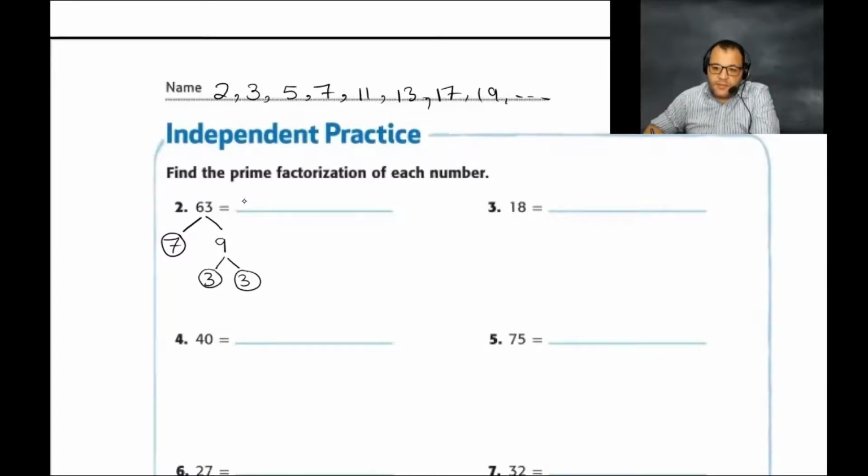How do I write that? What is the first number? 7, and 7 times 9. We finished 7, not 9. Don't say any number outside the circle. I will just circle the prime numbers. All I have to write is only the numbers inside the circle, because I need only the prime numbers. What are the numbers inside the circle? 3 and 3, 3 times 3. That's all. So the prime factorization of 63 equals 7 times 3 times 3.